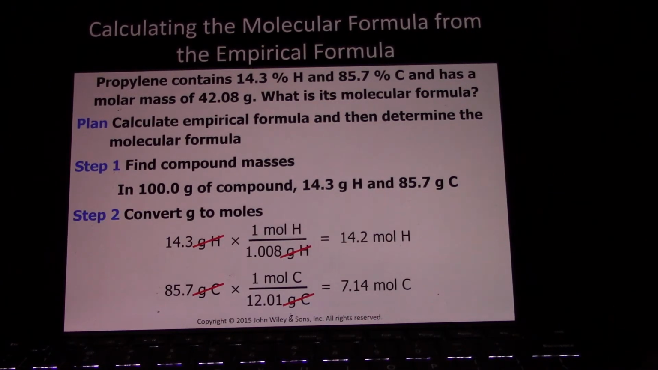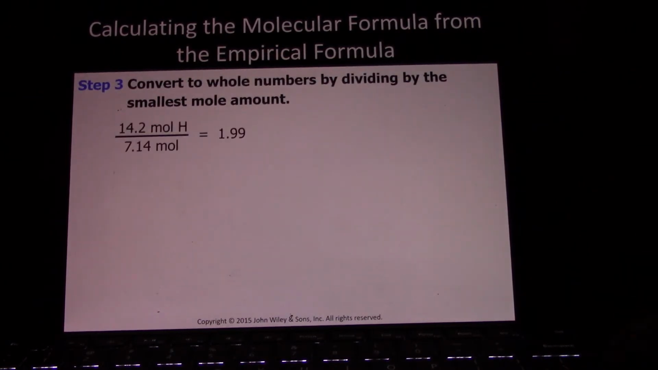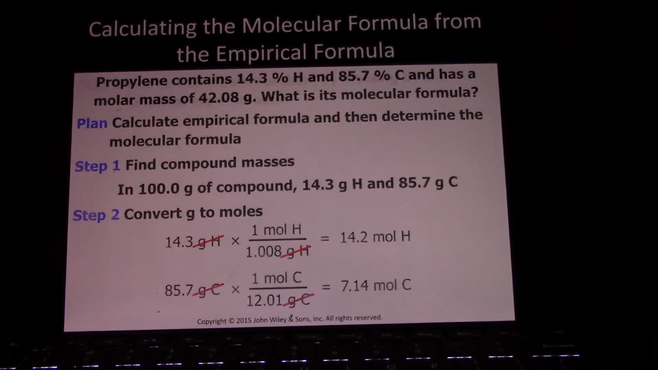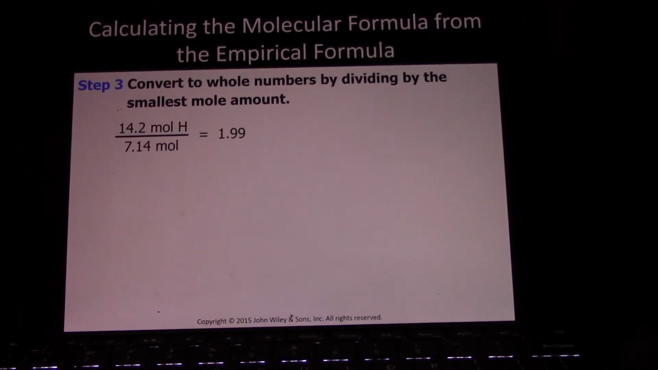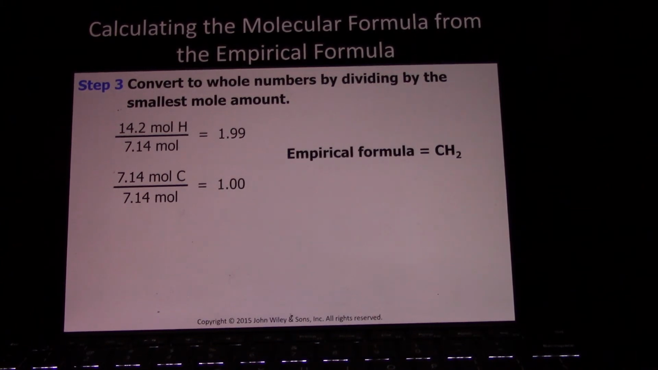Convert to moles. The smaller number is 7.14. We divide each number by the 7.14. And we get a 2 to 1 ratio. Again, you're allowed to round up to 0.05. So 1.95 and more can be rounded to 2. This is 2 to 1, giving us an empirical formula of CH2.